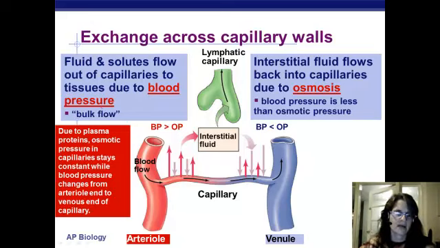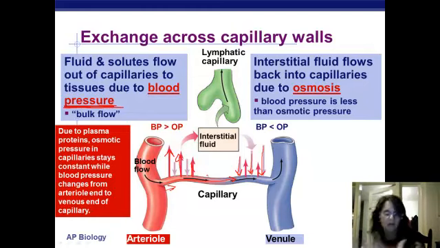Materials are forced out of the capillary due to blood pressure. So oxygen, for example, could get forced out due to blood pressure being so high in the artery end of the capillary. But when you proceed through to the vein side of the capillary, osmosis tends to be what allows waste materials to come back into the blood vessel. Just keep in mind that pressure plays a role in pushing material out, but osmosis takes on the greater role when materials are flowing back into the capillaries.